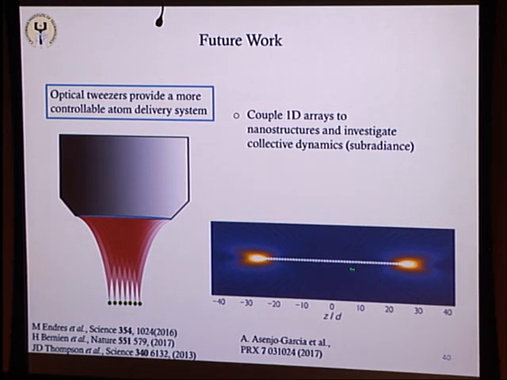This is an example of a finite chain. This is a calculation of a finite chain of atoms that are in a subradiant state, and since this is a finite chain, the only radiant modes are actually modes that shoot out the sides, and it really shows you that this is a guided mode of this 1D array.